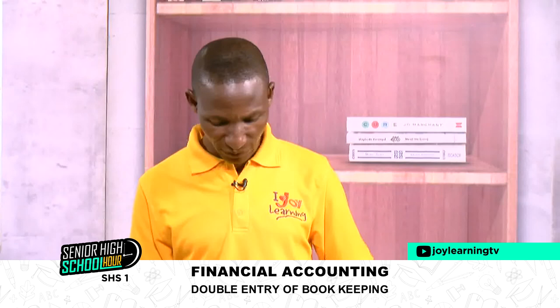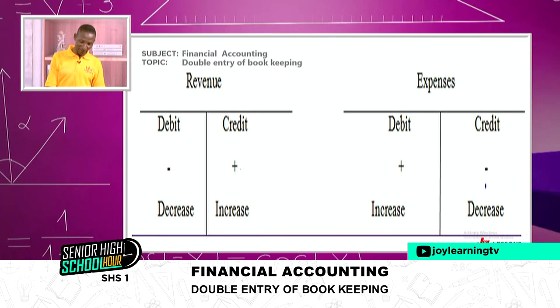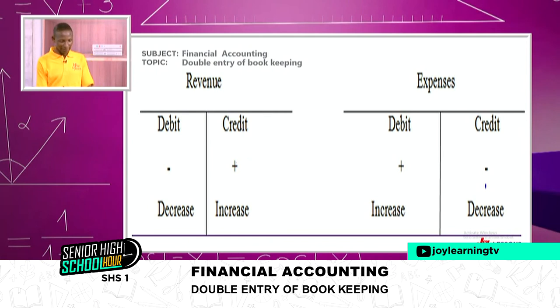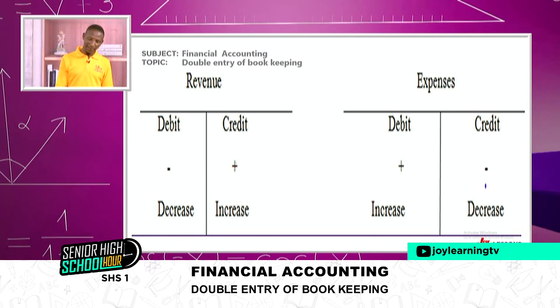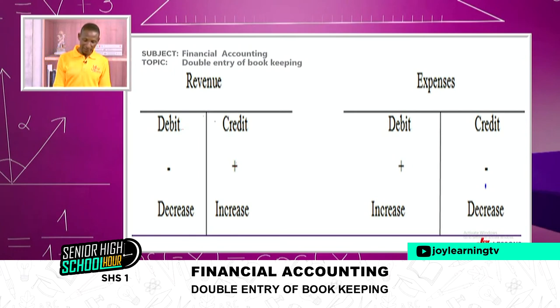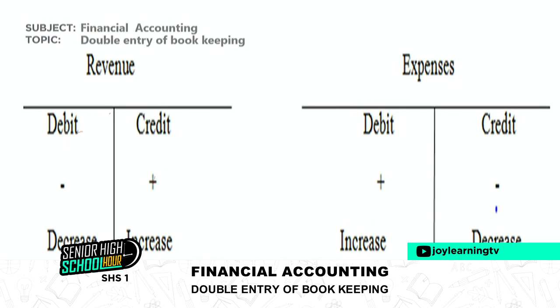So we want to look at the diagram on this. You take revenue. Revenue has a credit balance. That is why at the credit you see plus there. So if it is increasing, you credit. The left hand side of the account is the debit, and the right hand side is credit. Normally we say open a T account. Once you have your T account, you have your debit and your credit, always. The position does not change.